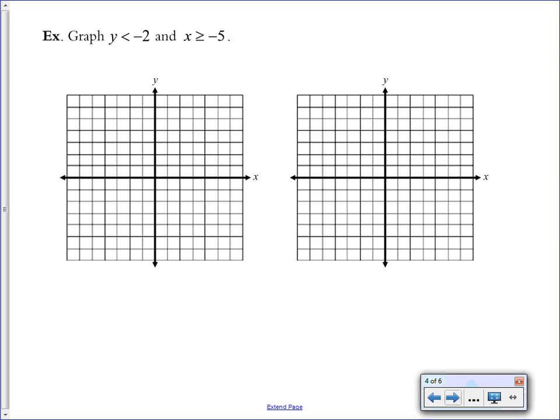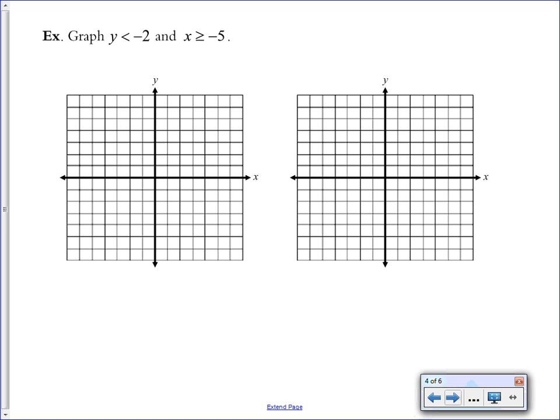This is an example of a horizontal and vertical line inequality. We'll start by graphing y is less than -2 on this coordinate plane on the left. Remember that y constant equations are horizontal lines, just kind of counterintuitive. It's the set of all points that have a y value of -2.